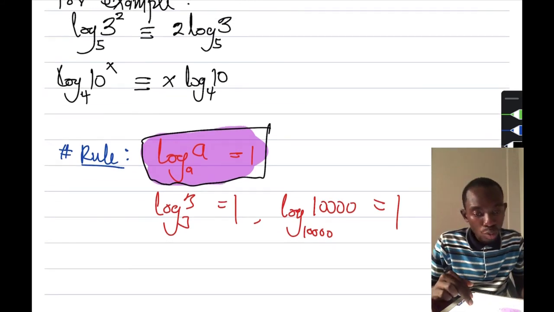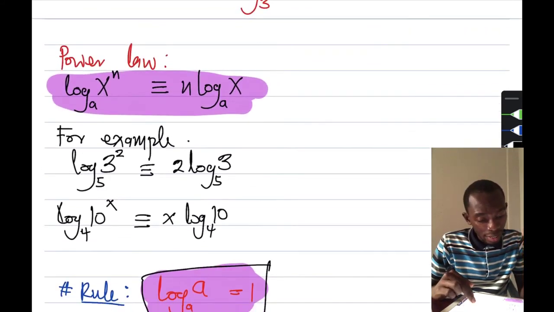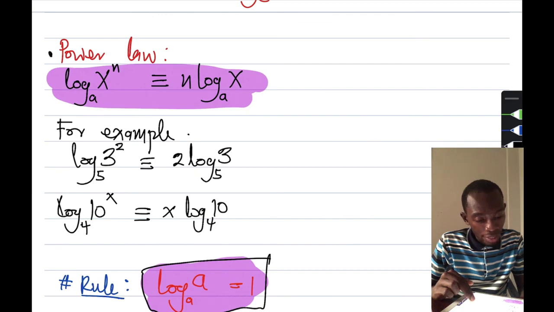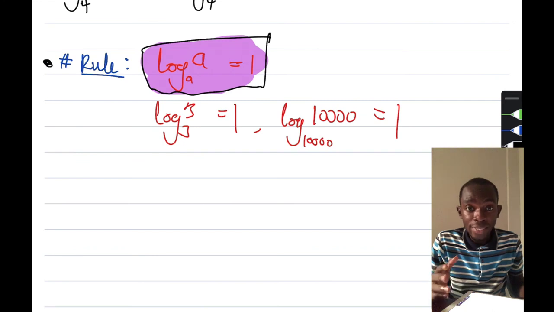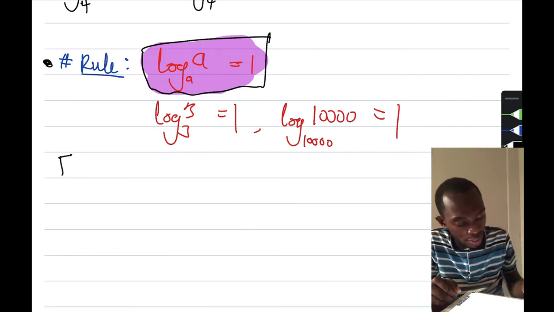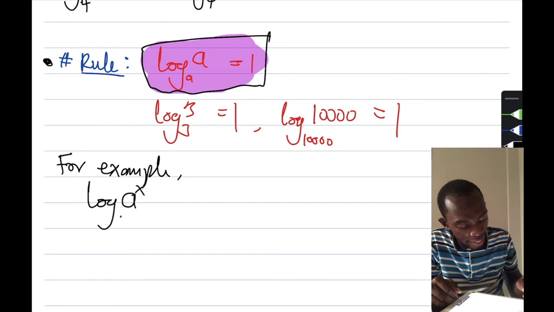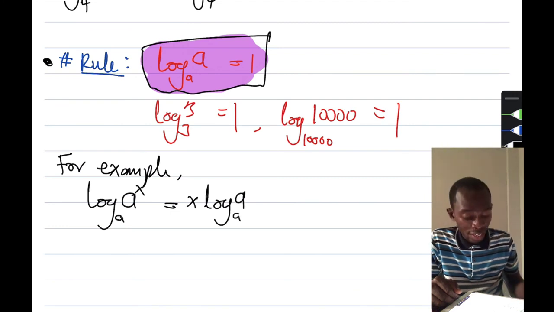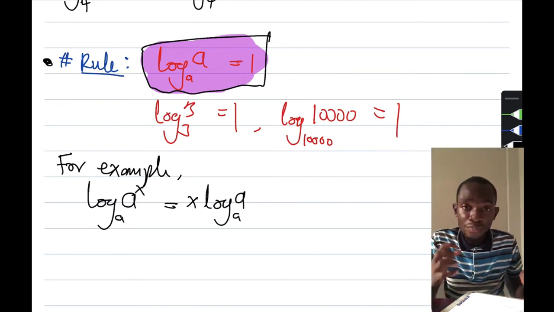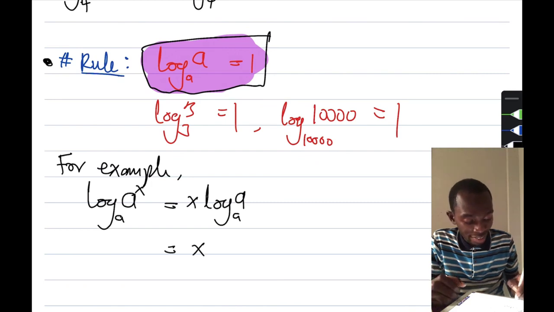Now, I want to combine the power law, okay, this power law and the last rule here, and let's see what it gives us, okay? For example, if we have log a to the power x base a, the answer will be what? x log a base a, right? And we know a to the same base, that's 1, so your answer is x.